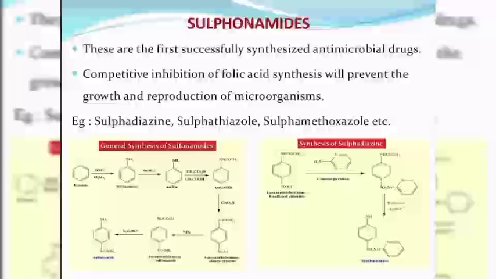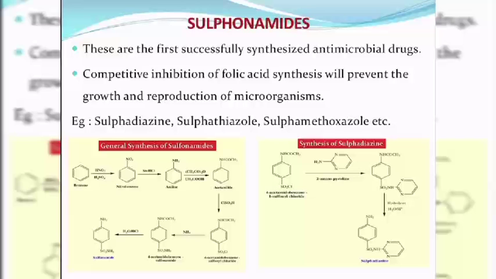Next is about sulphonamides. Sulphonamides are the first successfully synthesized antimicrobial drugs. The mechanism of sulphonamides' antimicrobial action involves competitive inhibition of folic acid synthesis, which prevents the growth and reproduction of microorganisms. So what are these sulphonamides going to do when they are taken orally inside our body?